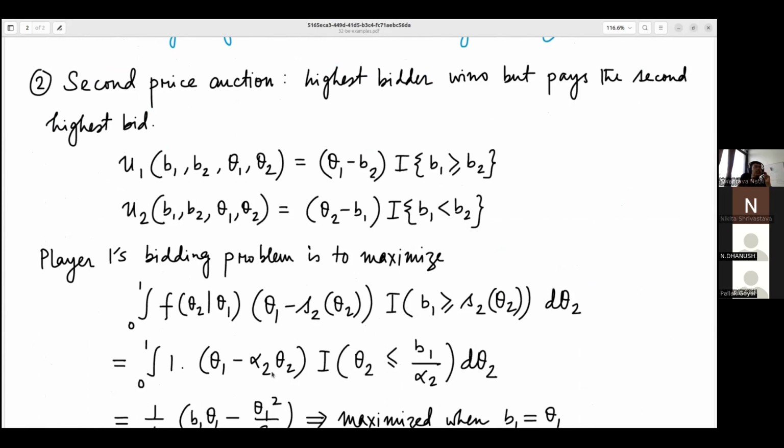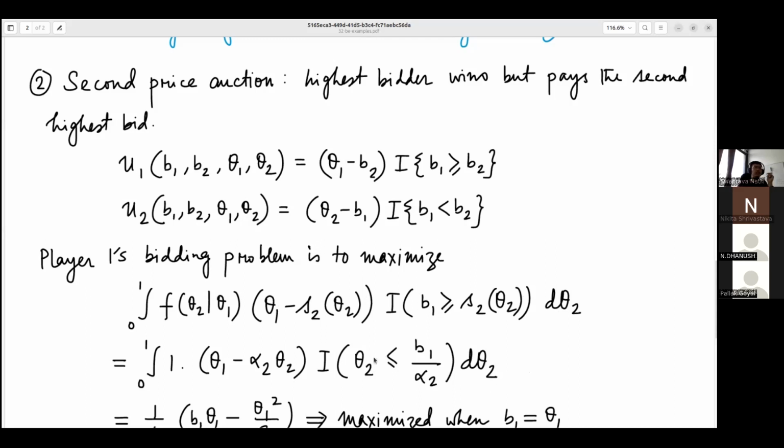Now, what is the condition under which it wins? That condition is B1 should be at least larger than S2 theta 2. This is for player 1. And that gives rise to this, if you rearrange this term, we'll get this in the body. Now, the whole integral is just in terms of theta 2.